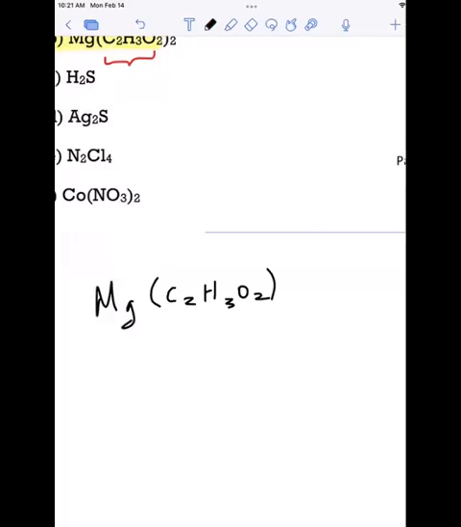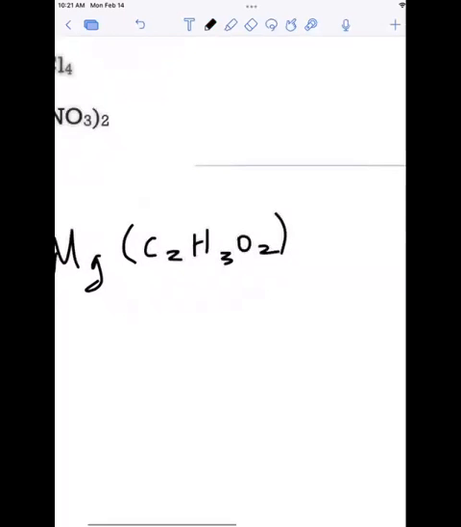Scroll down as far as you need to until you come to it. Look for those exact atoms: C2H3O2. Acetate. Excellent. So this is the acetate anion, and you can tell there's a subscript 2 out here. There's a reason for that.